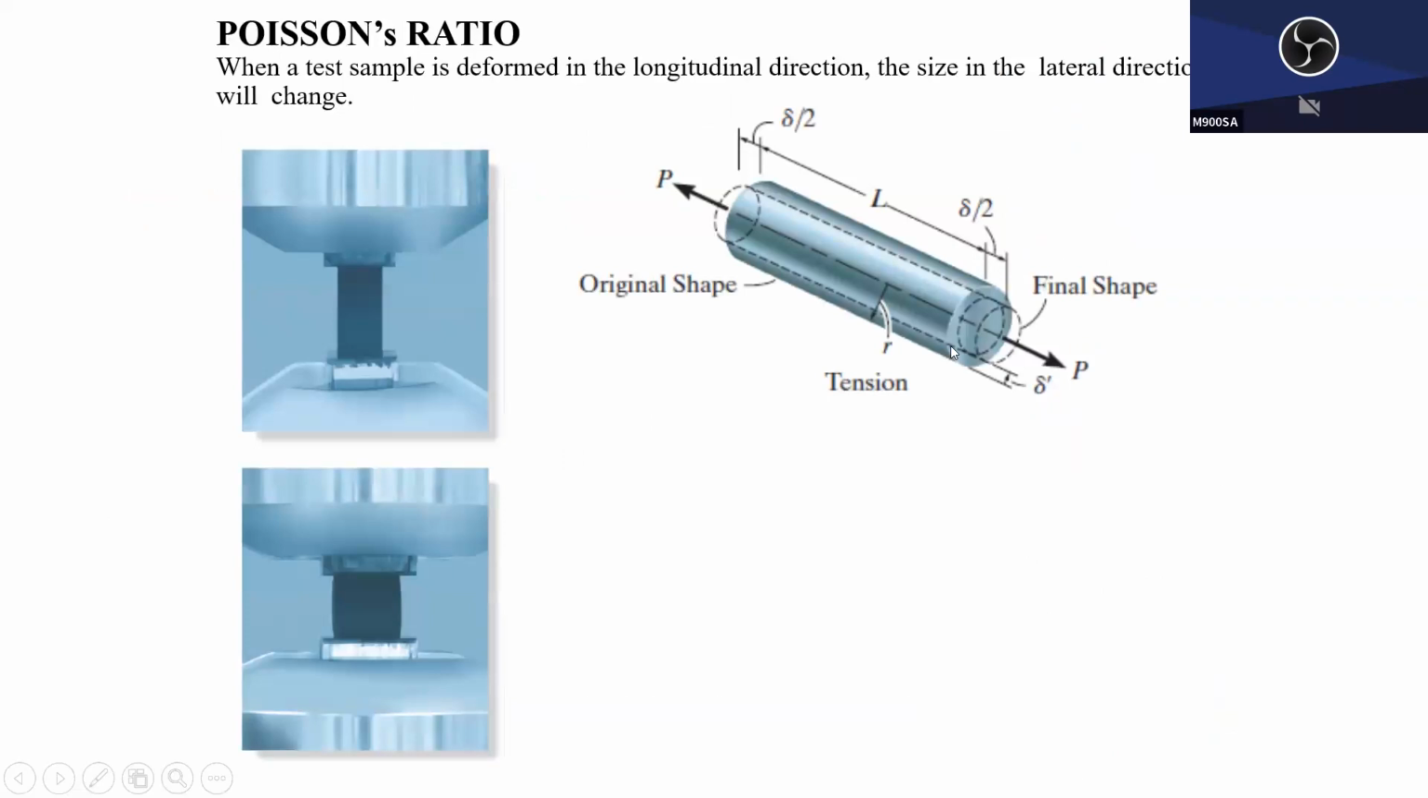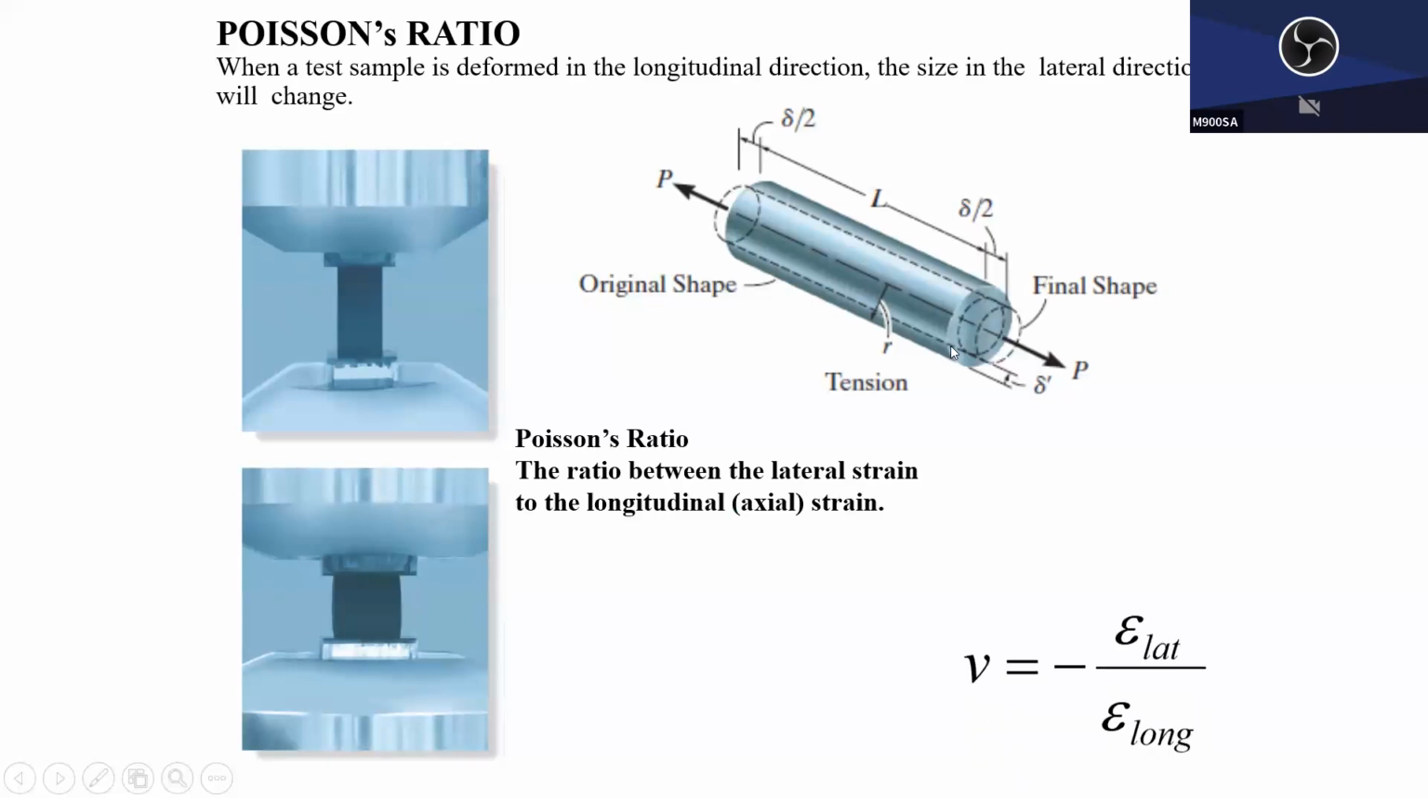Poisson's ratio. Basically, when the object is going to stretch or compress, the width will change, right? In this case, it's showing a rubber cylinder being compressed. Clearly, the cylinder width is getting fatter. The ratio between the axial strain and the lateral strain is called Poisson's ratio. It is given by minus the strain in the lateral direction divided by the strain in the axial, or longitudinal, direction. Why is there a minus?